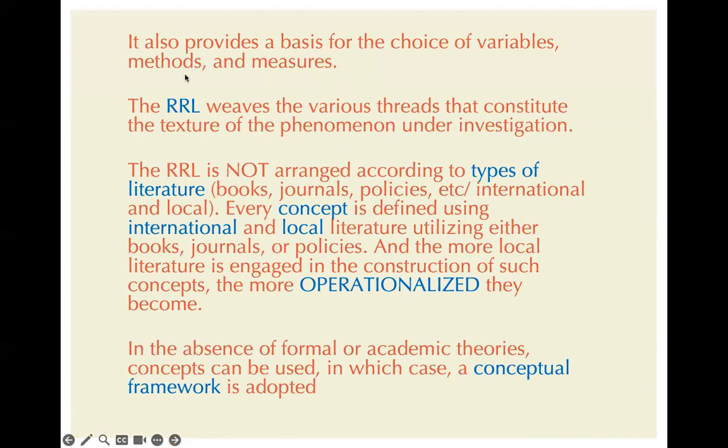No? Even the research design will come from the RRL, and even how you translate it to measures, no? Statistical measures, whether it's going to be a nominal, ordinal, interval, or ratio, will depend also on the RRL. So the RRL weaves the various threads that constitute the texture of the phenomena under investigation. So the RRL is not arranged according to types of literature as it was before, books, journals, policies, international and local.